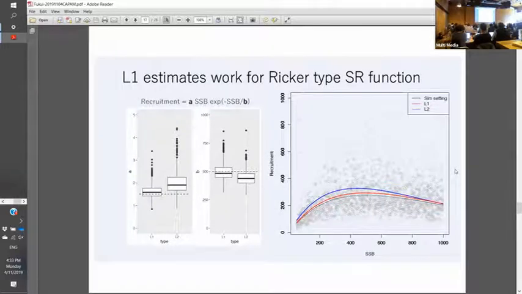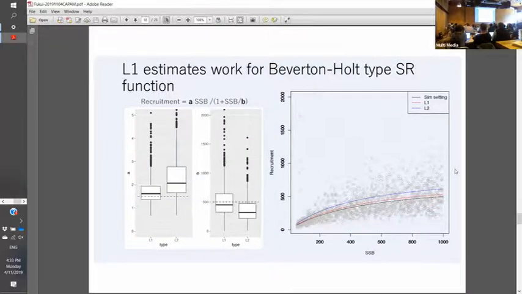And this is the case where we assume the stock recruitment function is a Ricker type. The result is the same as the hockey stick type: the L1 estimation estimates well. And this is a Beverton-Holt type. L1 is also well estimated.